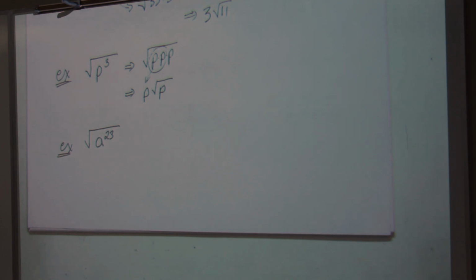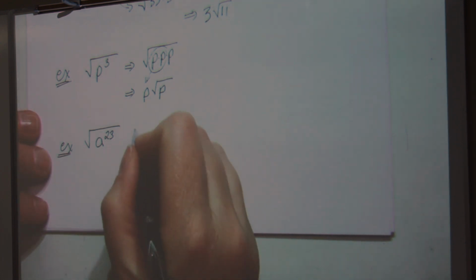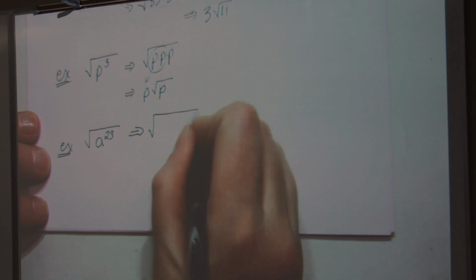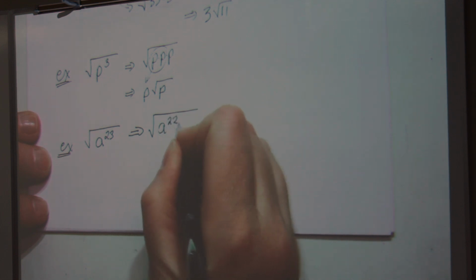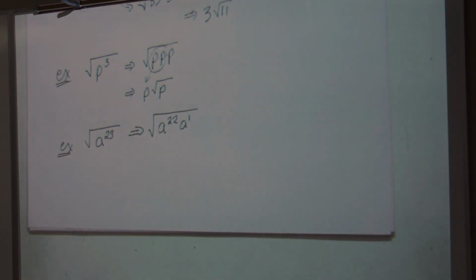Yes and no. Hang on. 2 is even, right? Everybody agrees with that. 23 is not. What number directly below 23 is divisible by 2? 22. What you can do is rewrite this as a to the 22 times a to the 1. Do you see where I'm going with this? Now 22 is perfectly divisible by 2, yes?